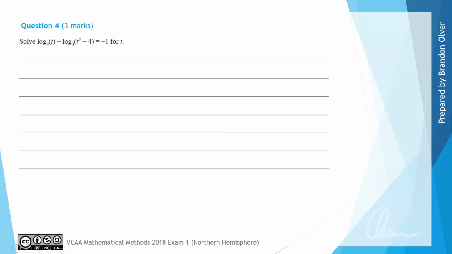So for question 4 we're asked to solve the equation log 3 of t minus log 3 of t squared subtract 4 is equal to negative 1 for the variable t.